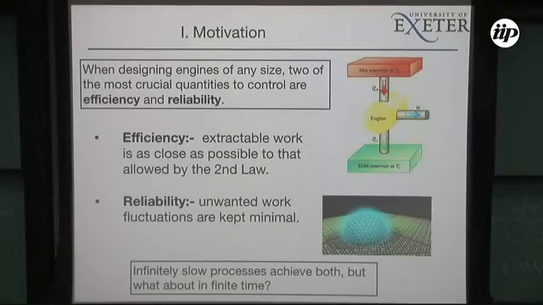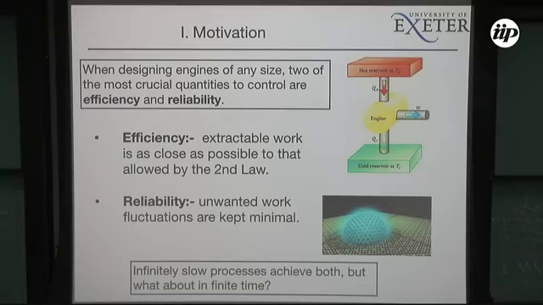The main motivation for this work is a very general question: say we're constructing some engine of any size. Two important quantities we want to consider are the efficiency and reliability of whatever process we construct. Generally you want a process to be efficient so that you get as much work out as possible, allowed by the second law. But you would also want such a process to be reliable, so you'd want to minimize the fluctuations in the work output. This is just an optimization problem.